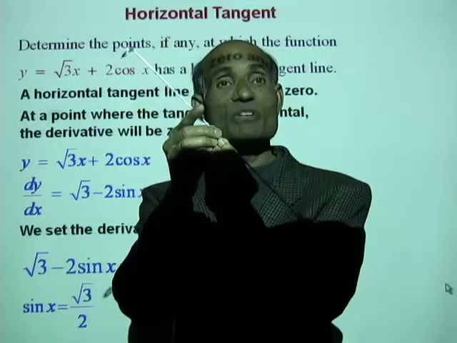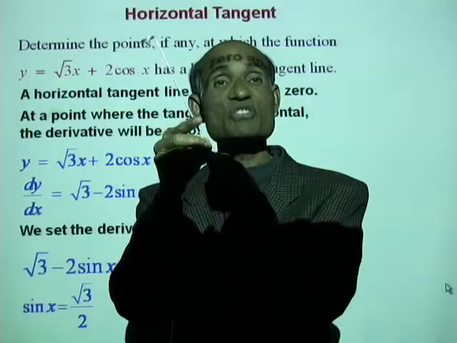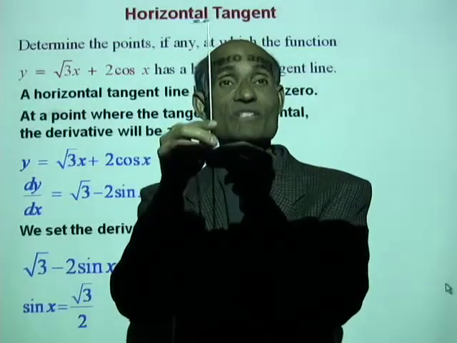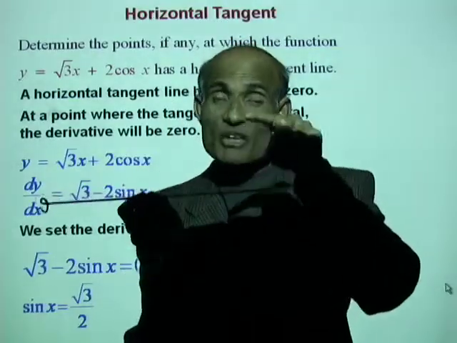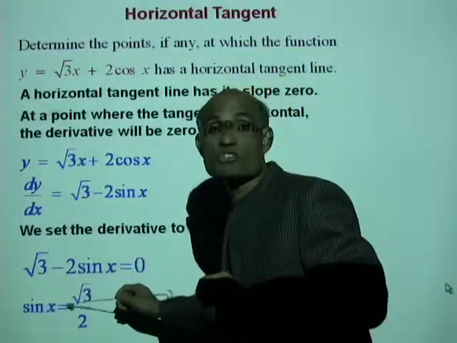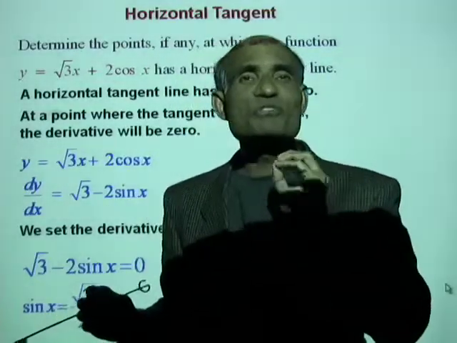Sine of 45 degrees is square root 2 over 2. Sine of 60 degrees is square root 3 over 2. Sine of 90 degrees is 1. Now, I was talking about the input x in degrees, but in equations like this, your x must be in radians. You cannot use degrees.